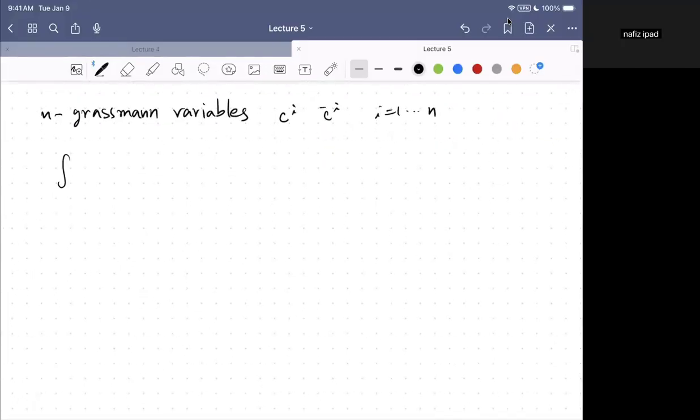You can do a Gaussian integration for these Grassmann variables. So d^n c, d^n C bar, integration of e to the power minus i, and then here any matrix, any n by n matrix. This is up to some factors of 2 pi and whatnot. Simply the determinant of this matrix. Okay.